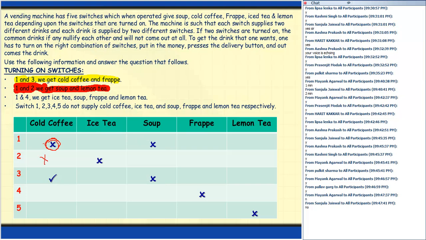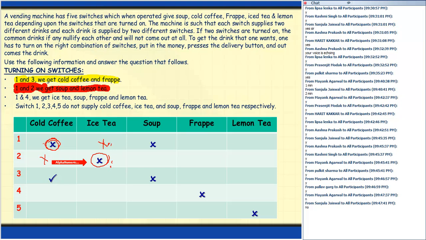Why? Because from 1 and 2 we should get only soup and lemon tea. Now from 2 you are not getting an iced tea. So if you are not getting an iced tea from 2, you should not get iced tea from 1 also. Why? Because 1 और 2 के combination से I should not get iced tea.